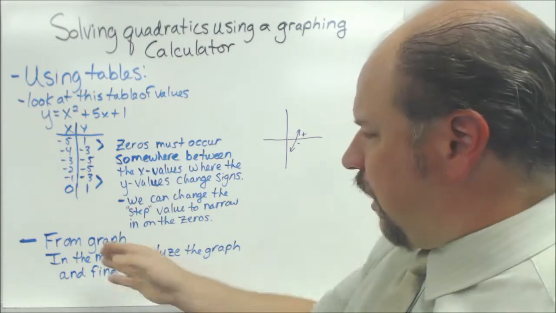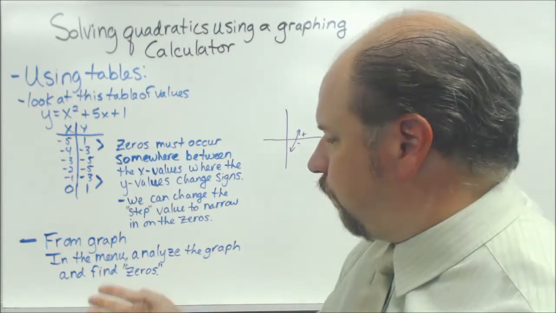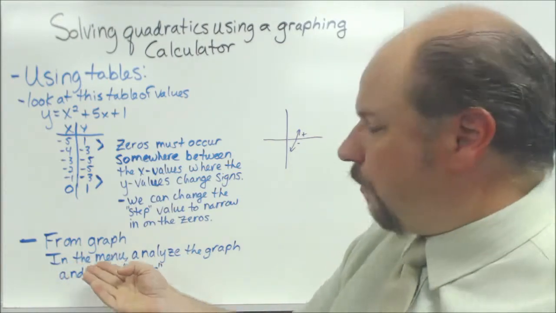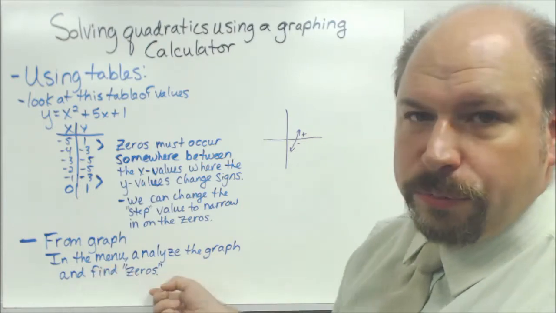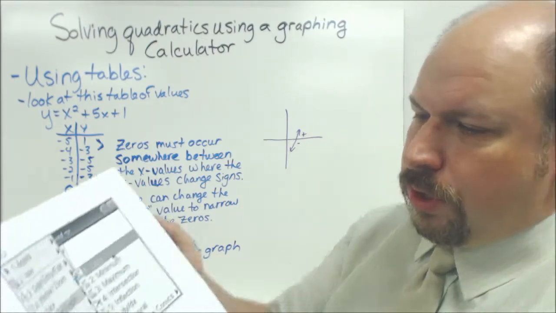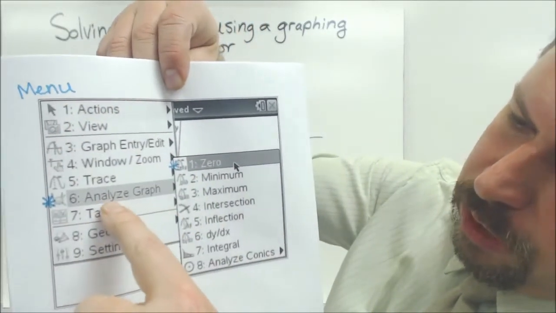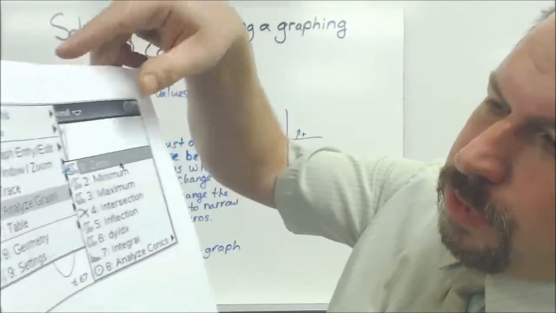Okay, so next, we can also find zeros from the graph directly. So if you have your function graphed, in the menu, go to Analyze Graph, and then from there you want to find zeros. So I've shown you here, here is the menu, go down to Analyze Graph, and the very first one is zeros.